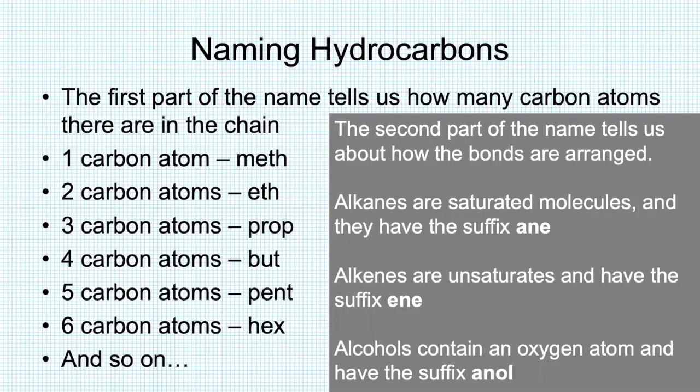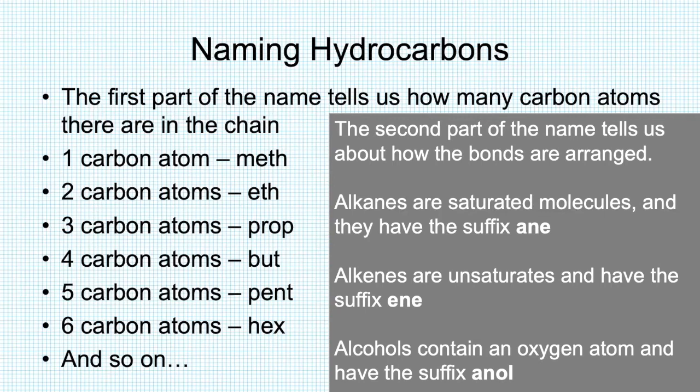The second part of the name tells us about how the bonds are arranged. So alkanes are saturated molecules, as we've discussed, and they have the suffix ane. So methane is an alkane, so it has all of its bonds saturated with hydrogen, and it's got 1 carbon atom. So methane, 1 carbon atom saturated with hydrogen. Ethane, 2 carbon atoms saturated with hydrogen. Propane, similarly 3 carbon atoms saturated with hydrogen. And butane, 4 carbon atoms saturated with hydrogen.